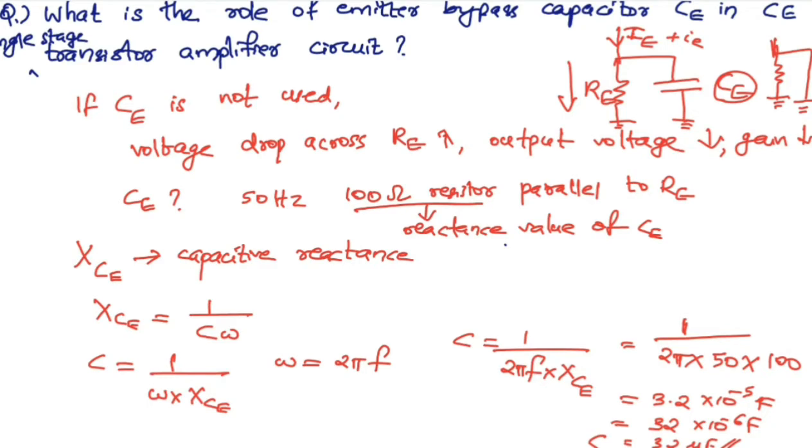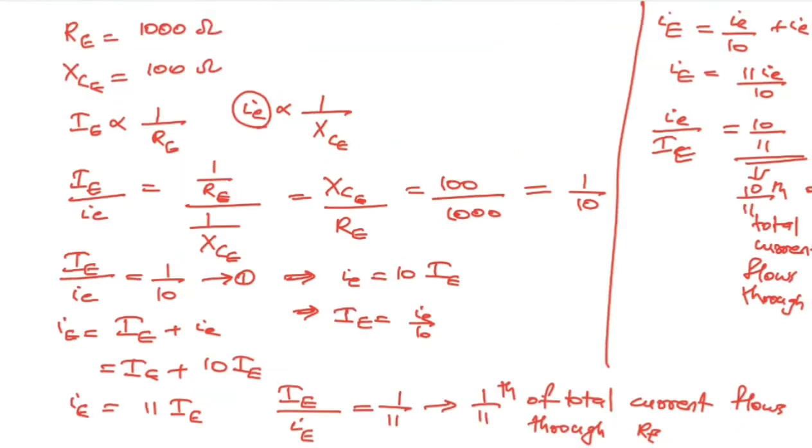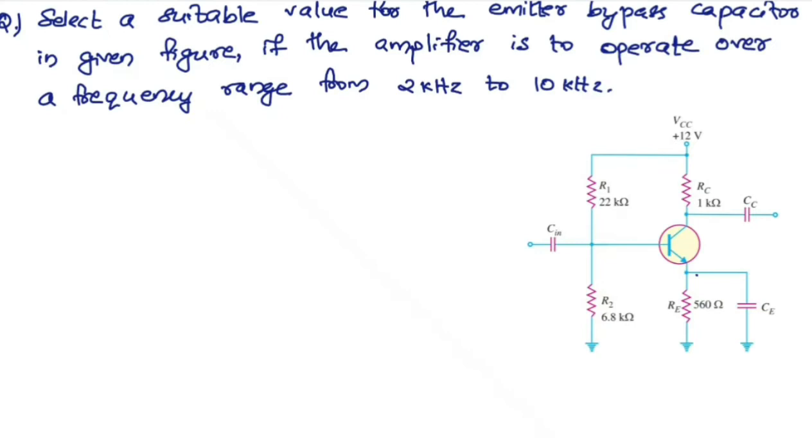So now it is clear that the role of the emitter bypass capacitor in a single stage transistor amplifier is very large. I think you are clear about the role of the emitter bypass capacitor. Next we can do another problem.